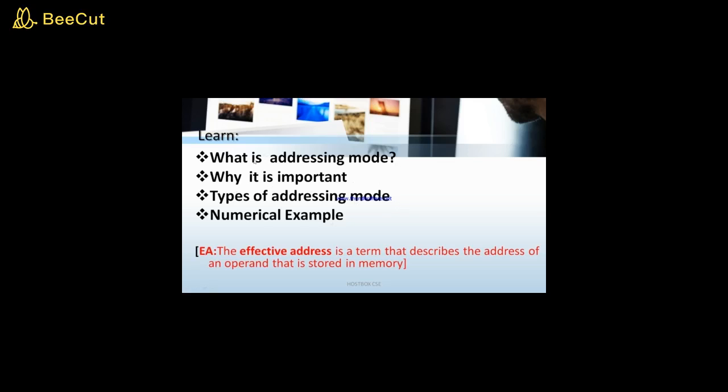Before going to this topic, you have to know the idea of effective address. What is effective address? Simply, it is a term that describes the address of an operand that is stored in the memory. So keep in mind that it describes the address of the operand stored in the memory. The effective address has some value. For example, in the memory it may be 500, that's the default value, or 1000. So let's go over here.